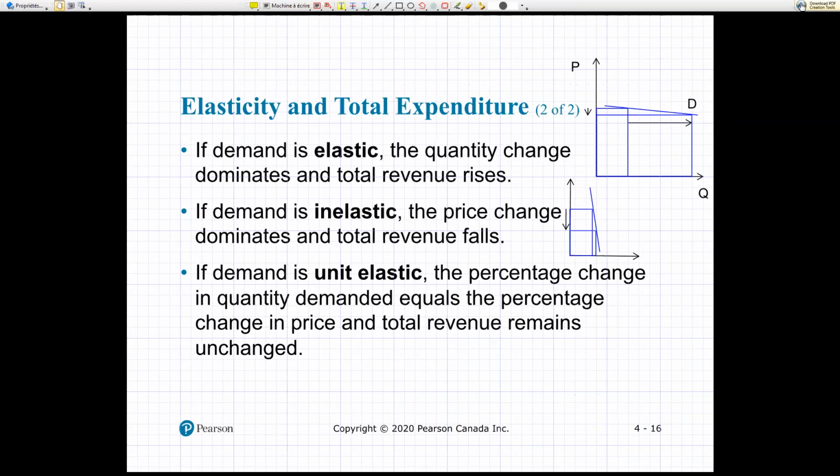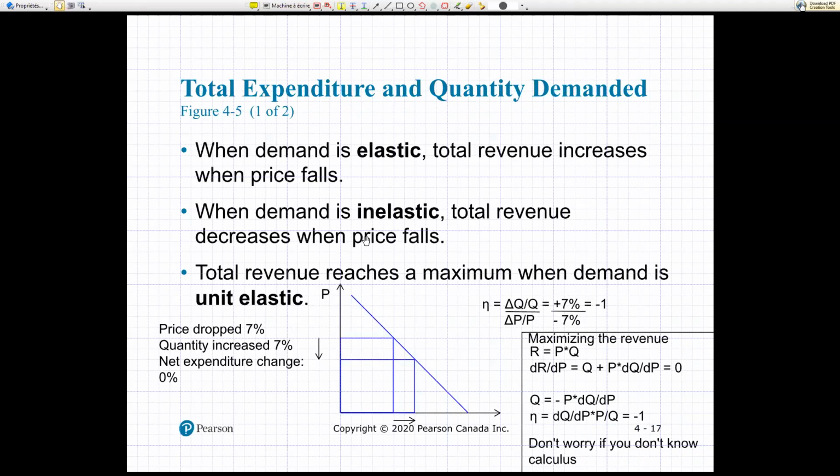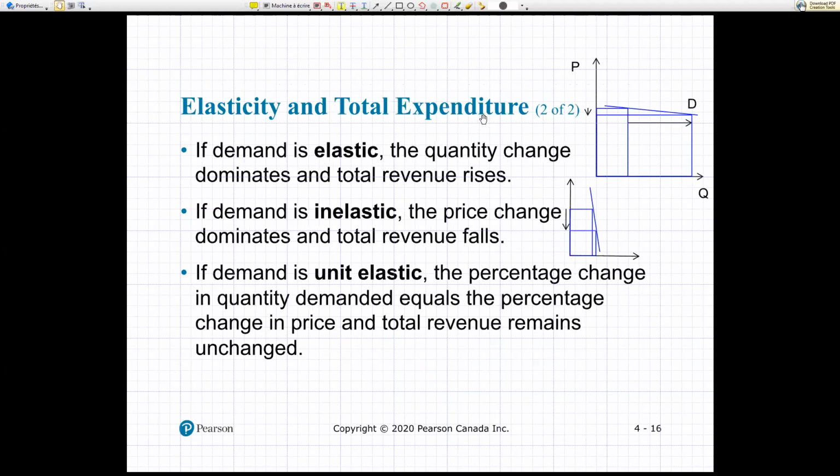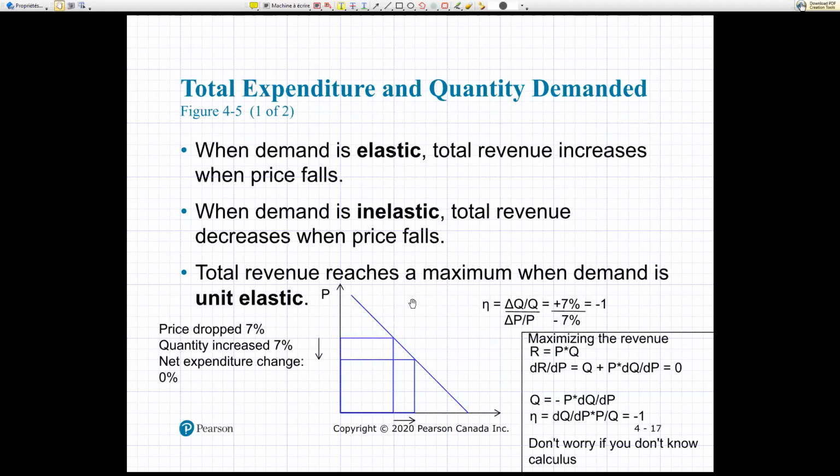So these were these 3 points. When the demand is elastic, total revenue increases when price falls. So that's when I'm here. Here the total revenue increases when price falls. When it's inelastic, the total revenue decreases when the price falls. So these things say basically the same as the ones in the previous slide.